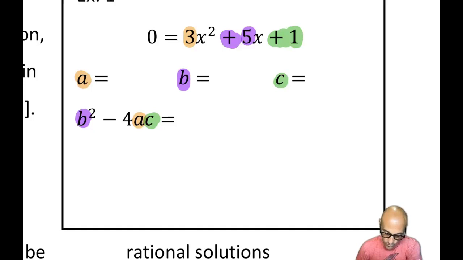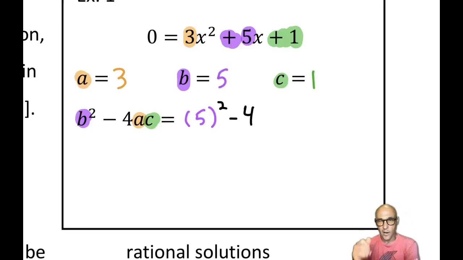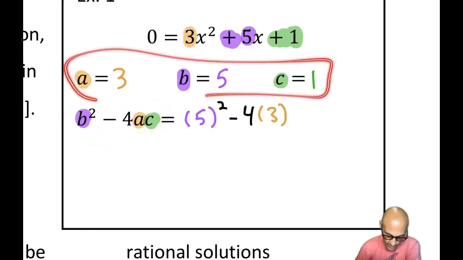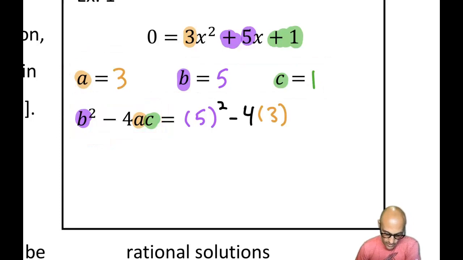All right. So b squared will be positive 5 squared minus 4 times a. I should have done this here. A is 3. B is positive 5. And c is 1. Sorry about that. I put those there for a reason, and then I totally forgot about them. So I'm just filling in this equation right here with these values. A is 3, and then c is 1.